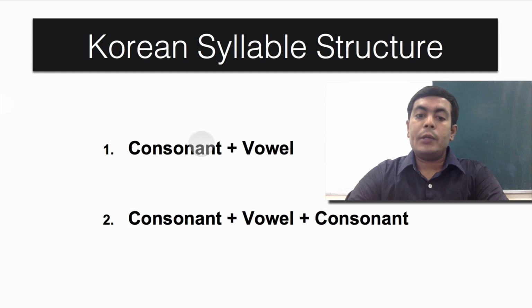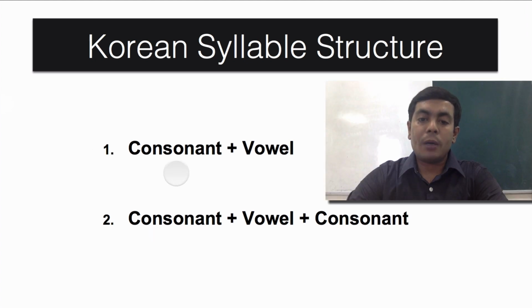So there are two ways to make the syllable blocks in Korean language. First is consonant plus vowel. So we put the consonant first and after that we put the vowel. And the second way is to put the consonant, then a vowel, and then a consonant again. So a syllable can never appear without a consonant in Korean language. It will always start with a consonant. So first of all, we will look at the first part, which is consonant plus vowel.